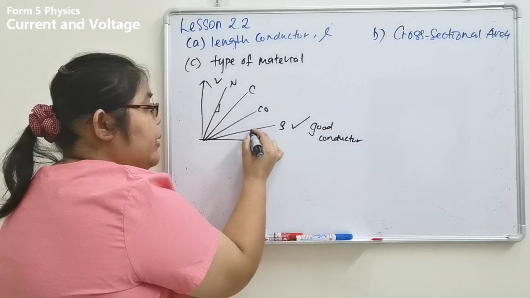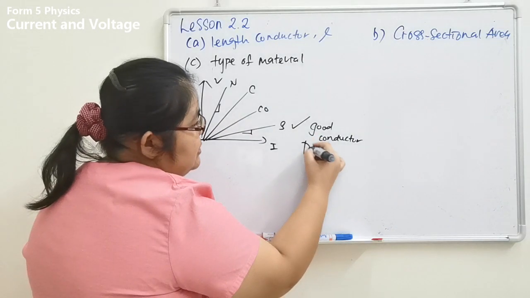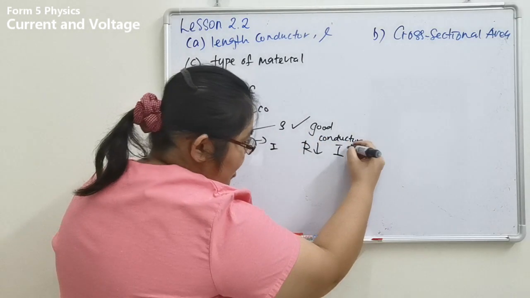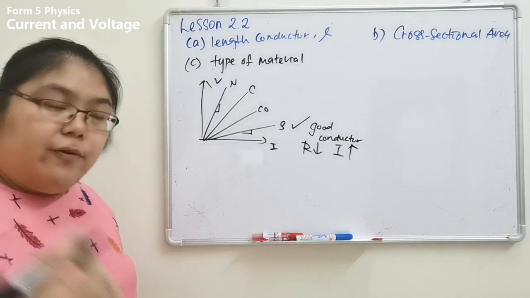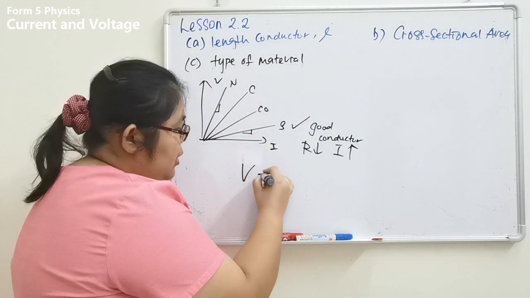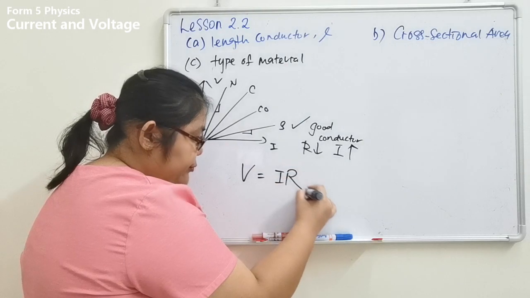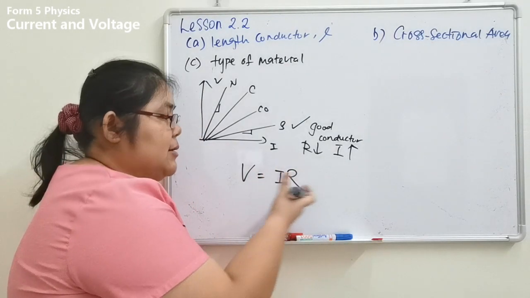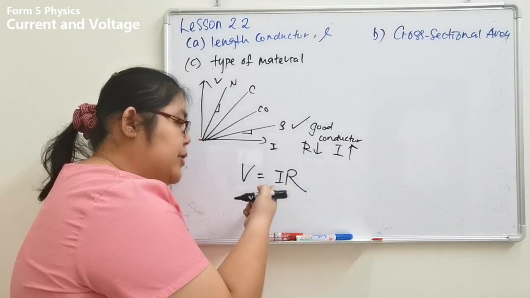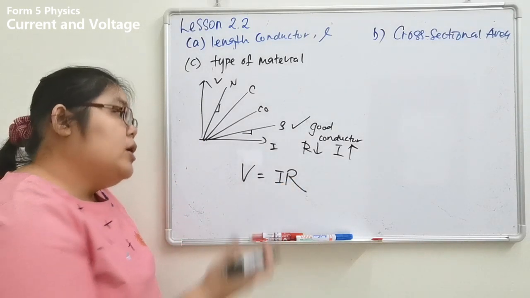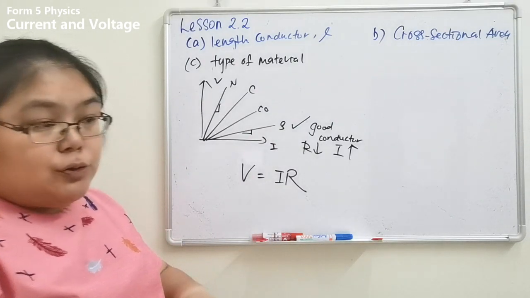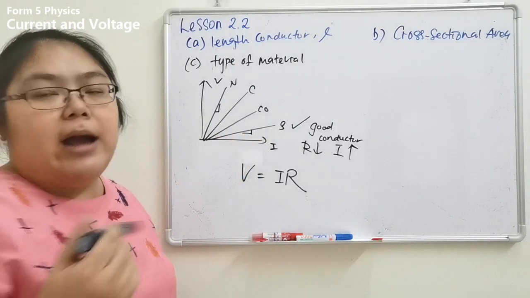Because the gradient is less, the resistance is less, which means the current is high. Agree? Follow the formula, V equals IR. The V you provide from the battery is constant and not affected. If the resistance is high, the current passing through becomes low. If the resistance becomes low, the current passing through the silver is very high.